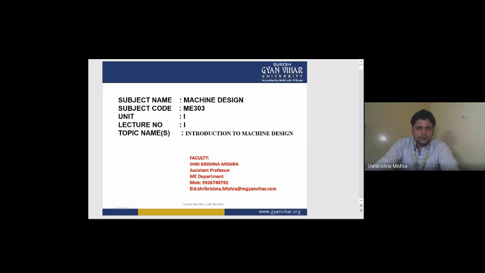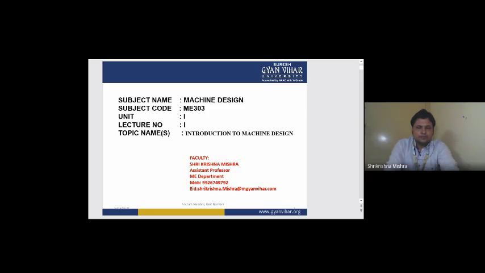This machine design subject is very important for a mechanical engineer, and therefore it has to be discussed very thoroughly. For that, first of all, it is important to get a briefing of this subject, that what is particularly this machine design subject. Myself, I am Shri Krishna Mishra, assistant professor in the mechanical engineering department of Suresh Gyan Vihar University, Jaipur.